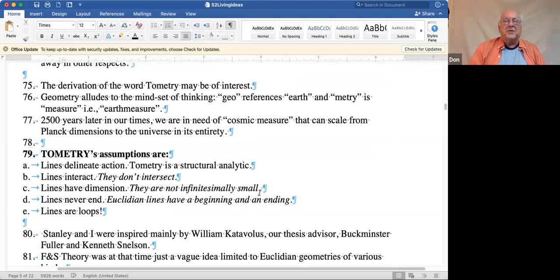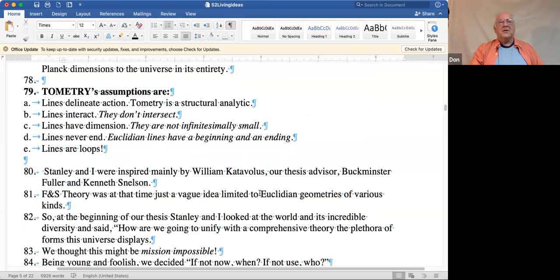The derivation of the word geometry may be of interest. Geometry alludes to a mindset of thinking geo, referring to earth, and metry, to measure: earth measure. 2,500 years later in our time, we need a cosmic measure that can scale from Planck's dimensions to the universe in its entirety.